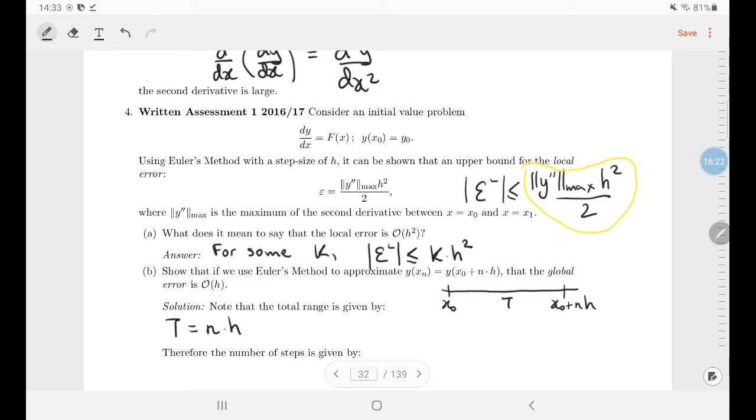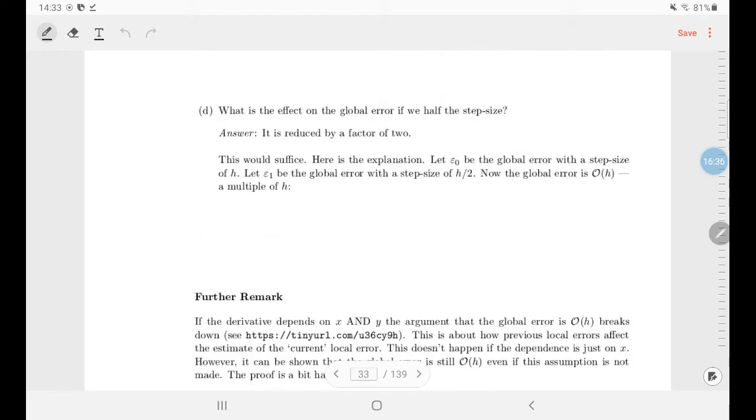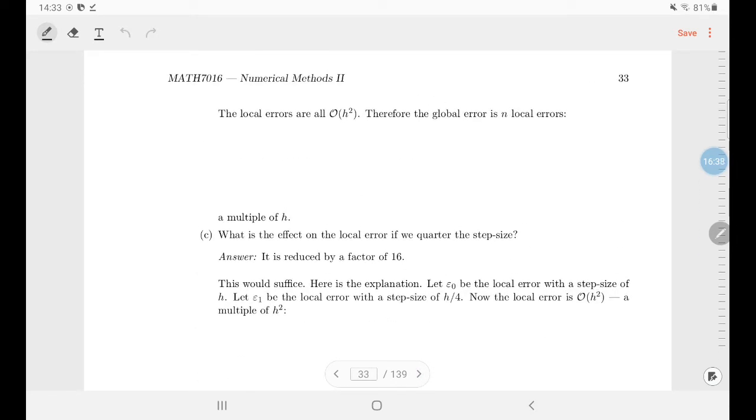So in other words, there are n step sizes. I'm not sure exactly what we're going to do with this. Okay, so let's see. The number of steps n, we might have to see what comes up. I'm going to leave this bit at the bottom and we'll get to it. Okay. So the local errors are all less than or multiples of h squared.